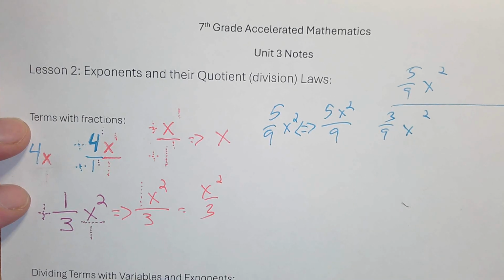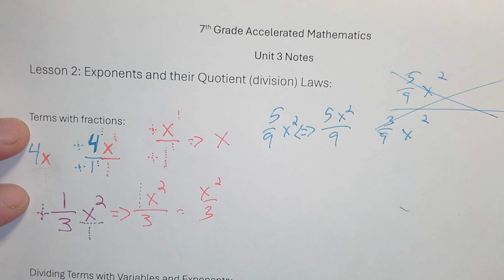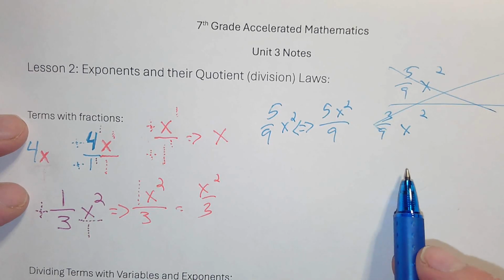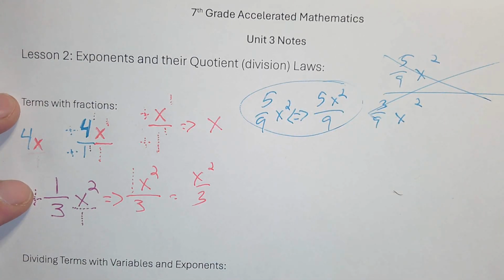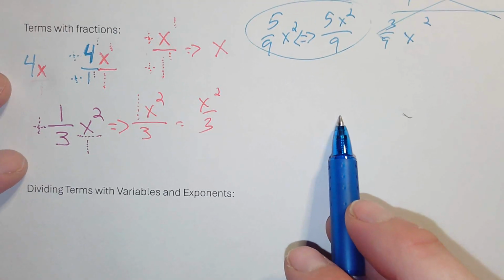Something like that, right? But you don't see that very often. That's higher level algebra and stuff, so we're not going to worry about that for now. For now, just do this. For now, just do that. Okay, for 7th grade stuff.